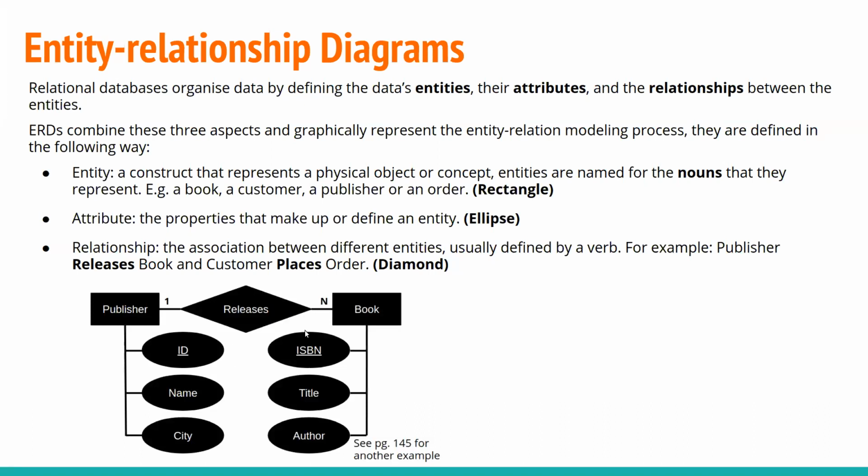You could also have a one-to-one relationship. If, let's say, we lived in a weird world where each publisher could only publish one book and only one book, then it would be 1-1. So one-to-one relationship. Cool. So that's an ERD diagram, guys.